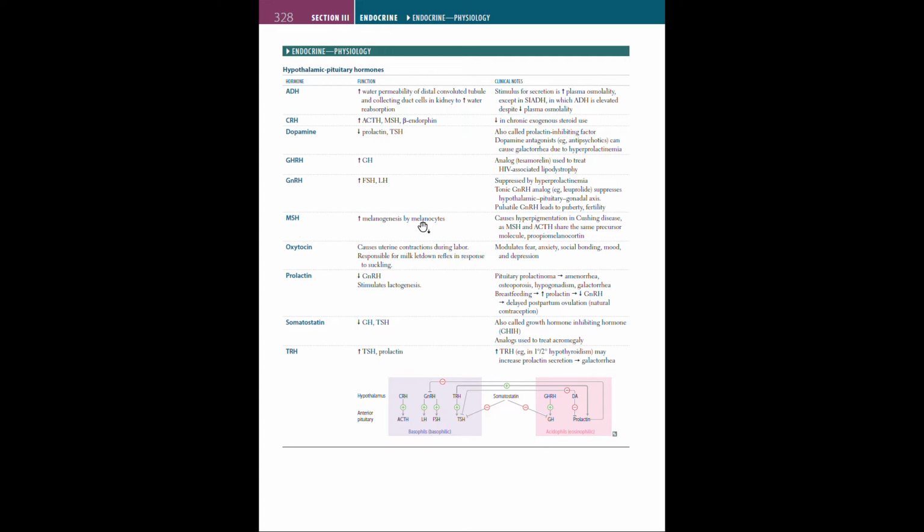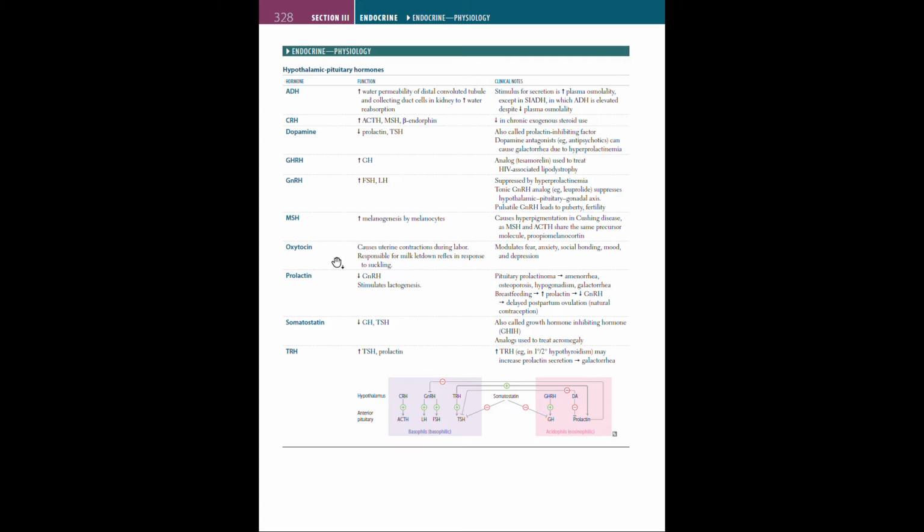MSH causes increase in melanogenesis by melanocytes. It causes hyperpigmentation in Cushing syndrome, Cushing disease, as MSH and ACTH share the same precursor molecule, pro-opiomelanocortin. Melanocyte stimulating hormone is basically causing increase in melanogenesis. These are melanocytes basically, which are our skin color.